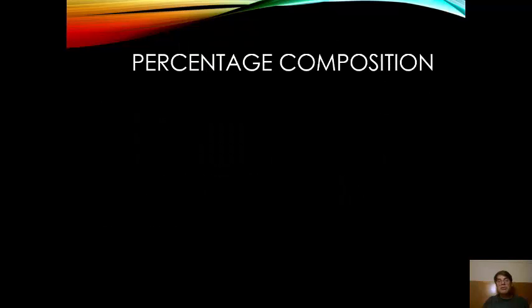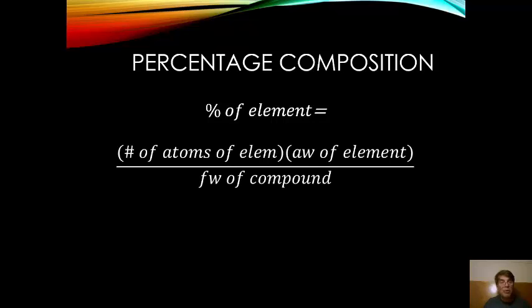Okay? Now, this section also talks about percentage composition. Let's say you wanted to figure out what percentage of sulfuric acid was hydrogen or something like that. Basically, the percentage of an element in a compound is the number of atoms of that element times the atomic weight of that element divided by the formula weight of the compound. Again, this is fairly straightforward.